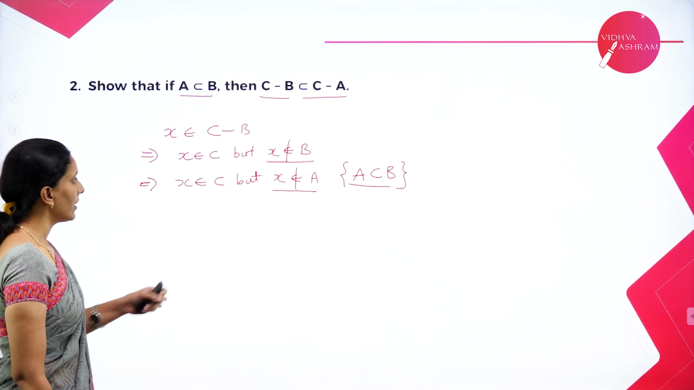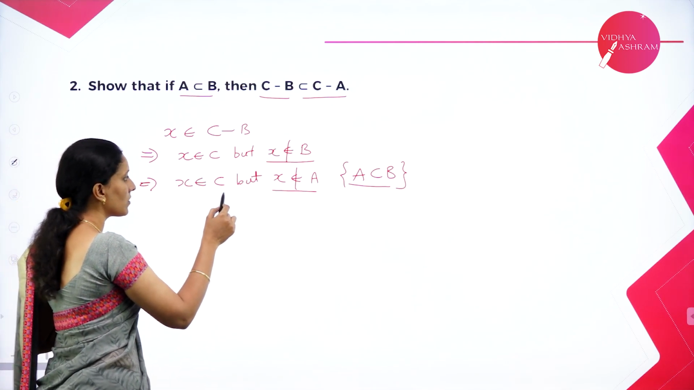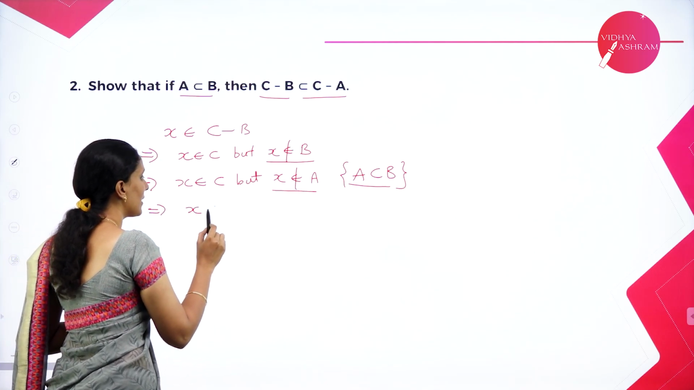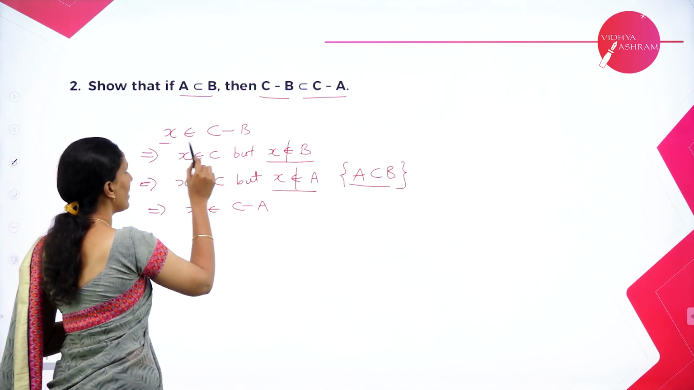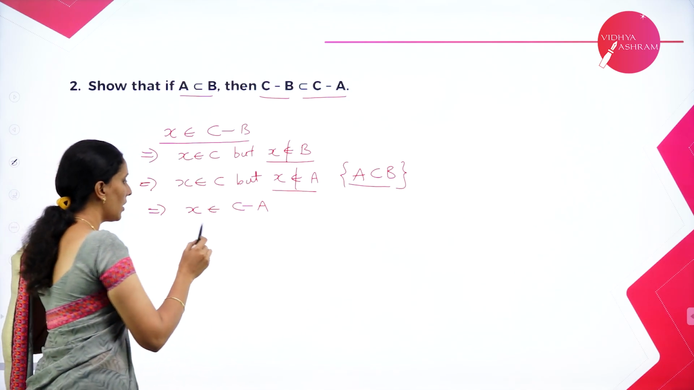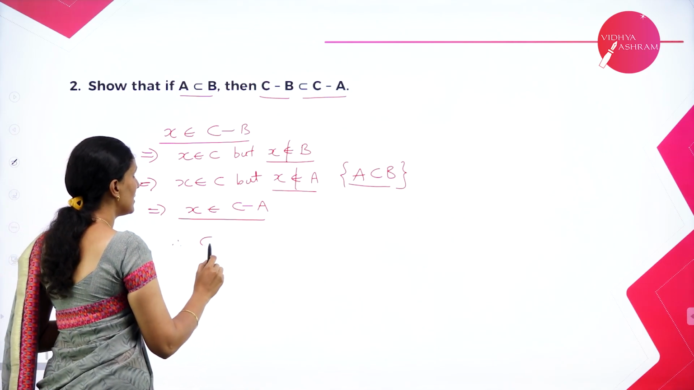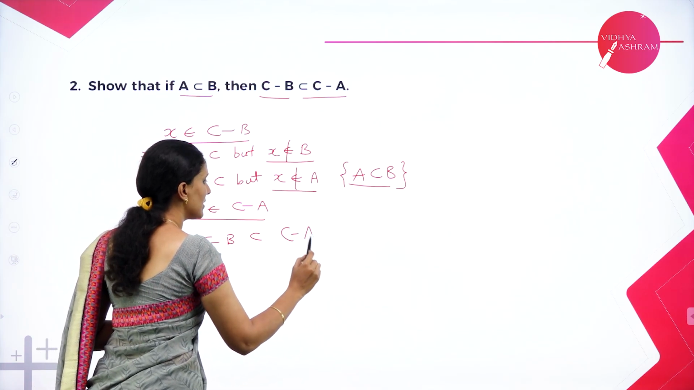So therefore, here I can rewrite the statement like this. Now when X belongs to C but X does not belong to A, that implies X belongs to C minus A. So first we have X belongs to C minus B. Now we got X belongs to C minus A. So therefore we can write C minus B is a subset of C minus A.